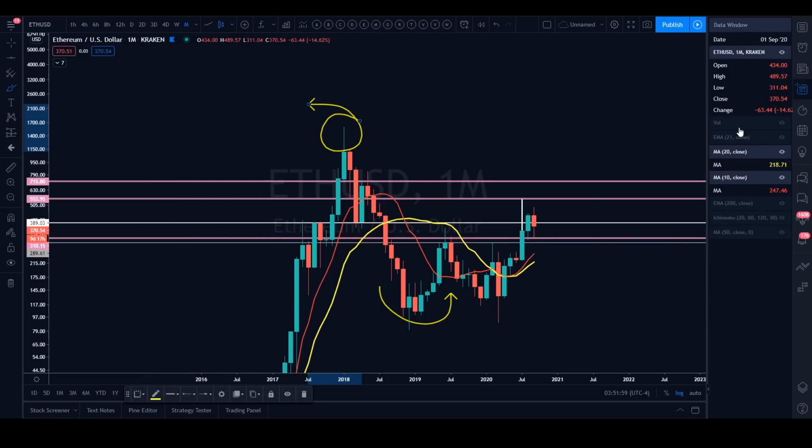But no, this is looking good. I feel like ETH is looking good. It's looking good on its weekly time frame as well as its monthly time frame. All of this just looks like retests on those higher levels.